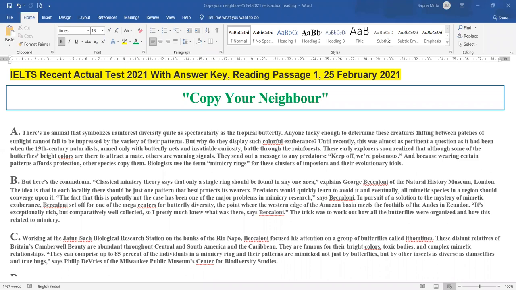And I have here in front of you IELTS recent actual test 2021 with answer key. It was a reading passage one, which came on 25th February 2021. And the name of the passage was Copy Your Neighbor. And I have that in front of you.